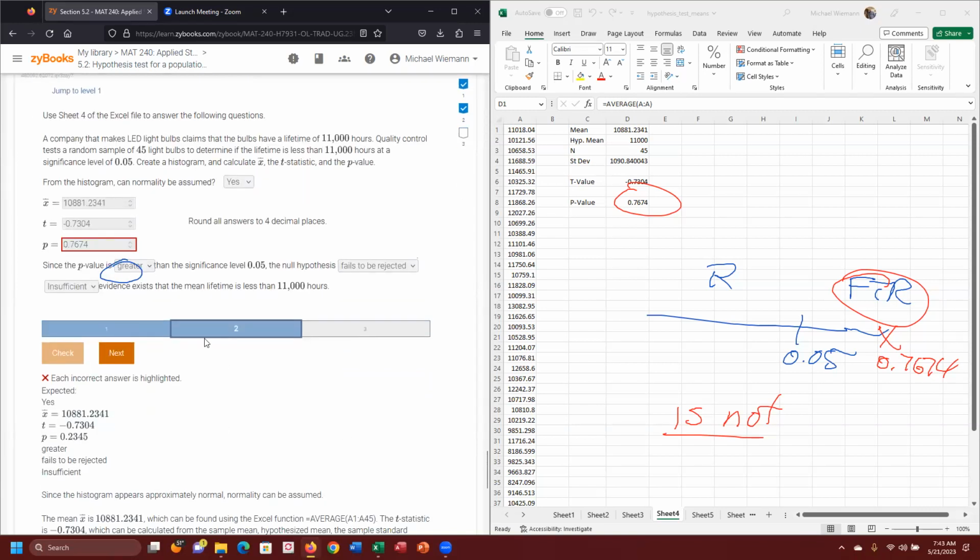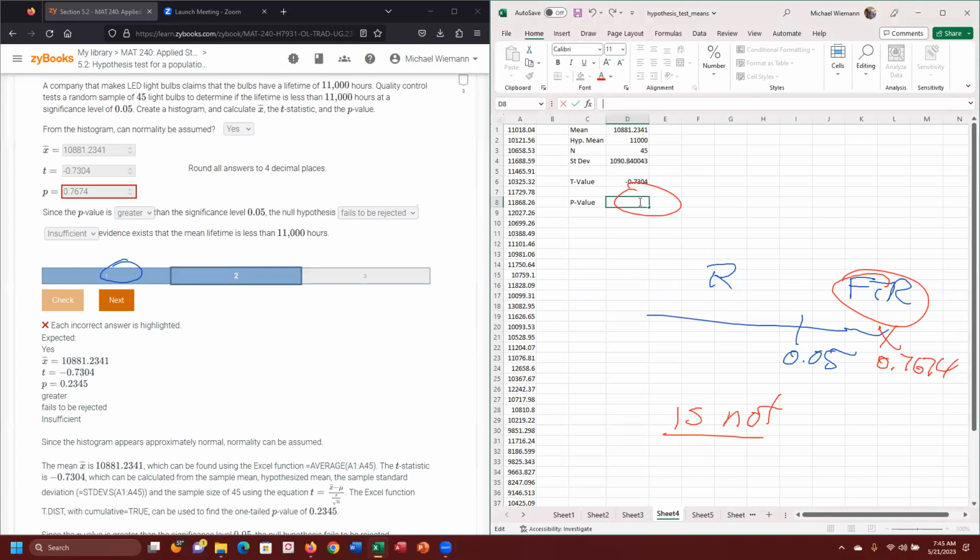And let's see, what else am I missing here? It is greater, fails to be rejected, insufficient evidence. 10,881.2341, negative 0.7304. Oh, let's see what's going on with the corresponding p-value. Just a second here. I apologize. This is based off the t-distribution.